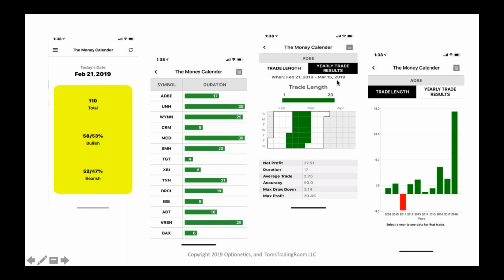And if I click on yearly trade results, it brings up the yearly trade results. And if I click on any of these patterns, it brings up the chart as well, just like the chart that I just showed you earlier. This is really, really neat stuff. It's so slick and it just looks really good.